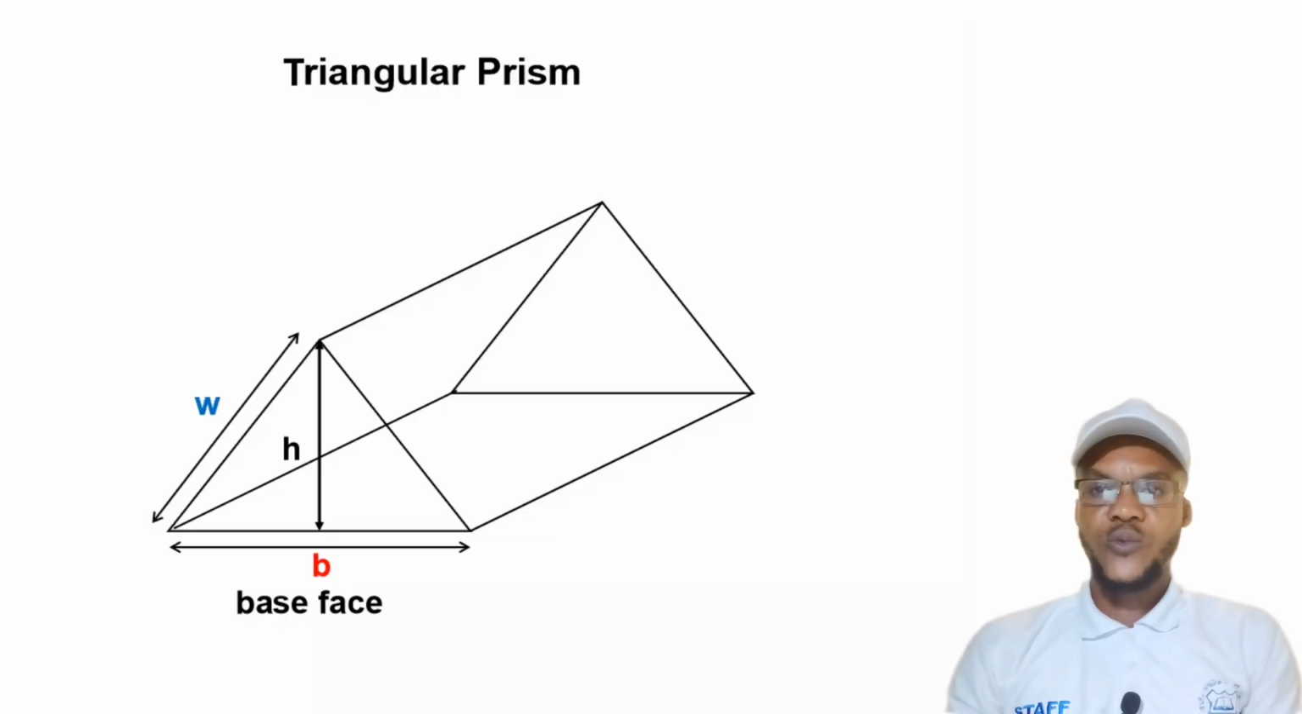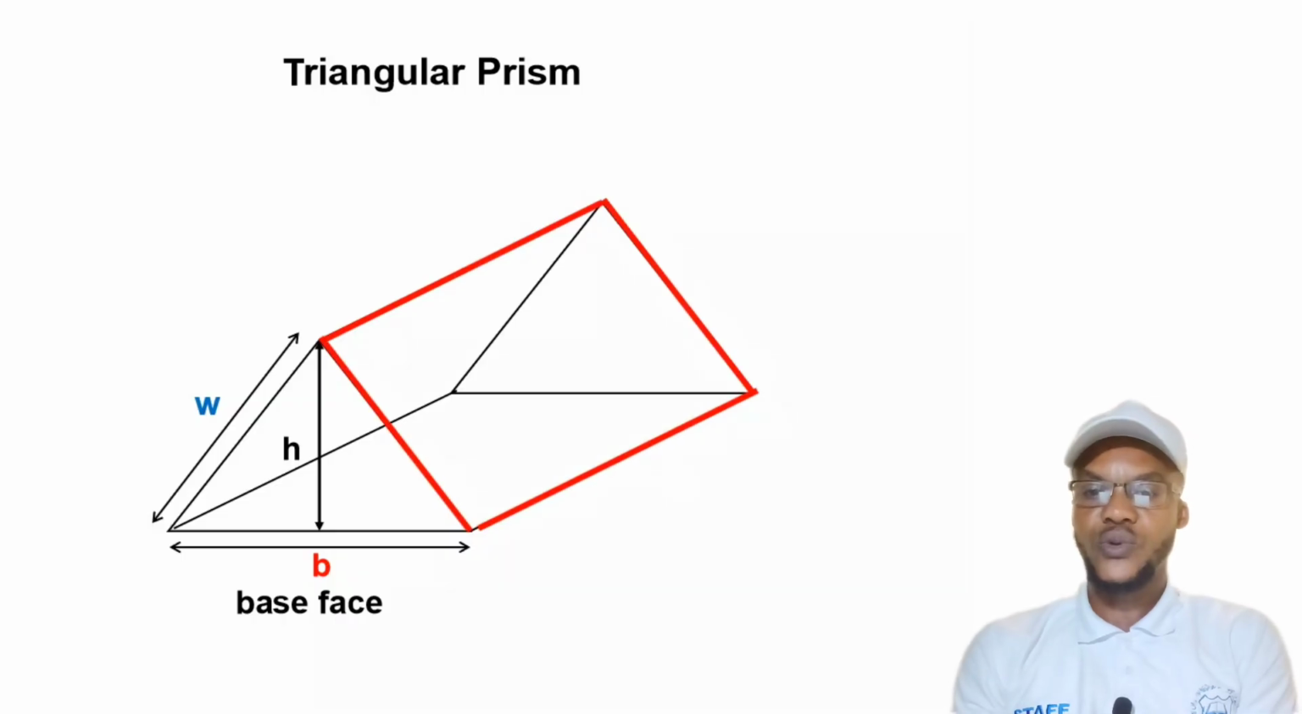Once you realize that you have the lateral faces which connect these two base faces together, then we can say that we have a triangular prism. Yes, that is it. So once we have those lateral faces connected, how many lateral faces do we have? Yes, we have one here.